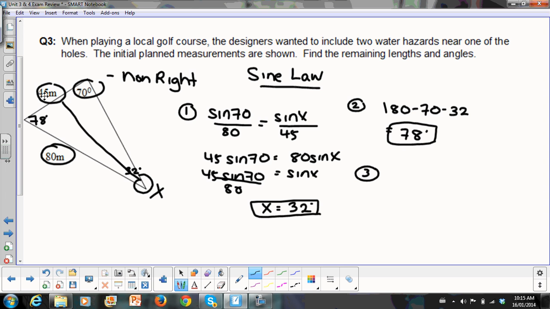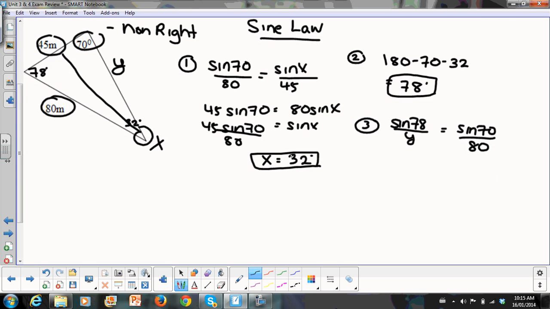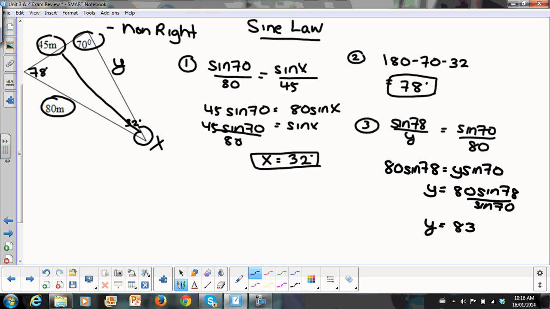And the third step would be to do the sine law again to find, I'll call that side y. The sine of 78 degrees over y equals the sine of 70 degrees over 80. I'm going to use the given angles and sides because this 32 degrees here is rounded. If we cross multiply, we get 80 sine 78 equals y sine 70, and y equals 80 sine 78 divided by the sine of 70, and we get a side length of 83.3 meters. We round to 1 decimal. We now have all three sides and all three angles.